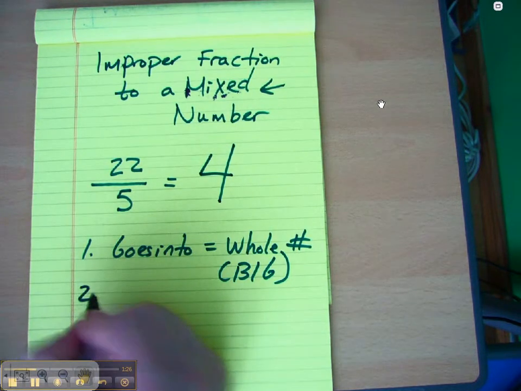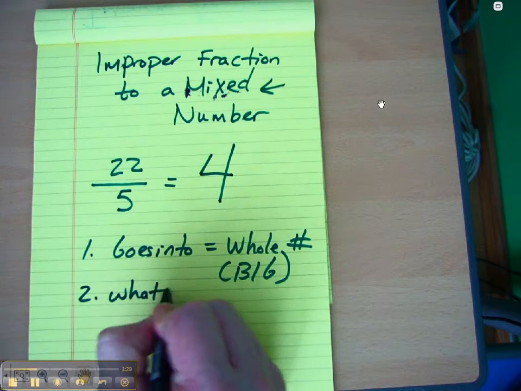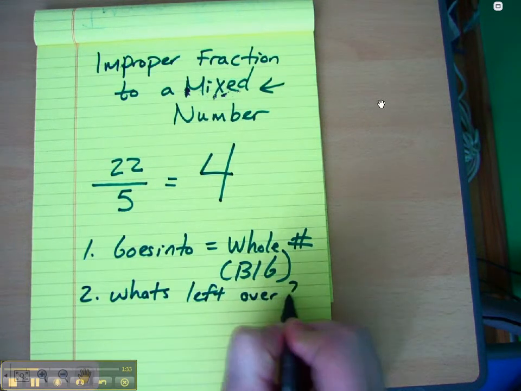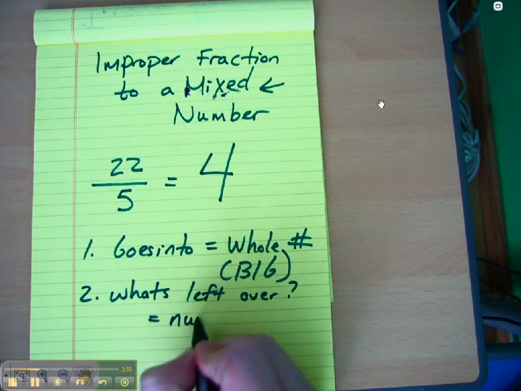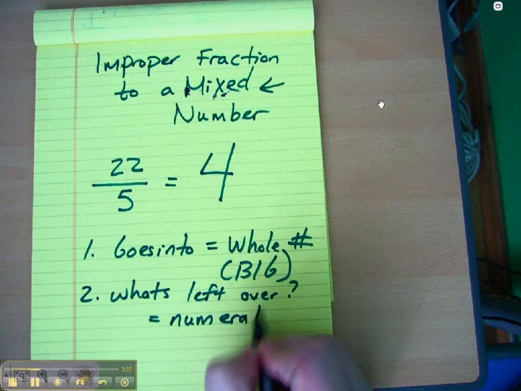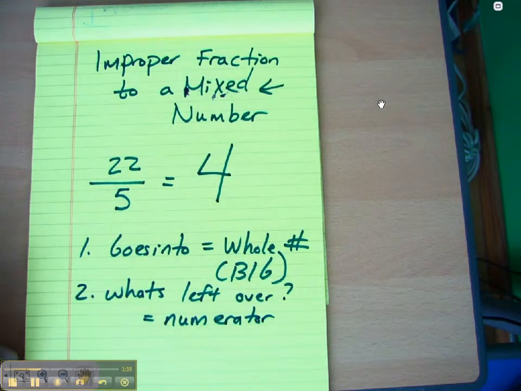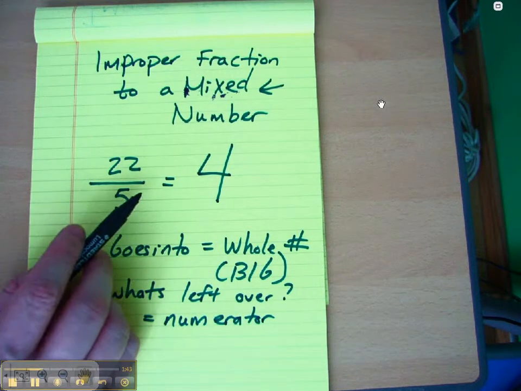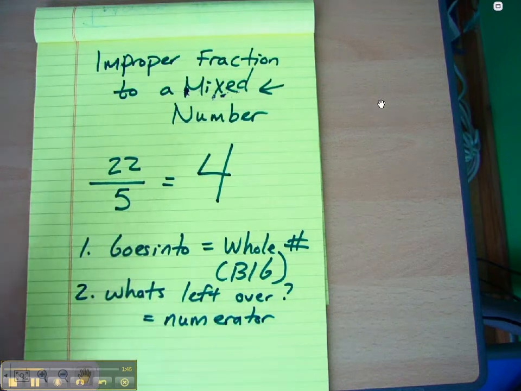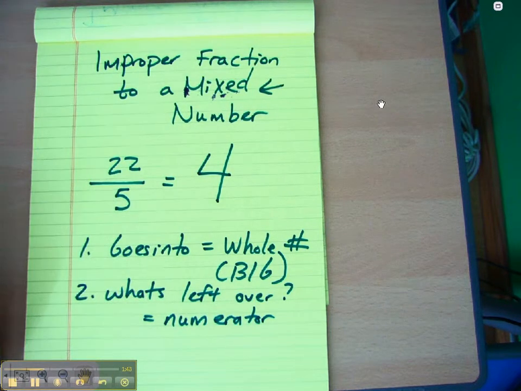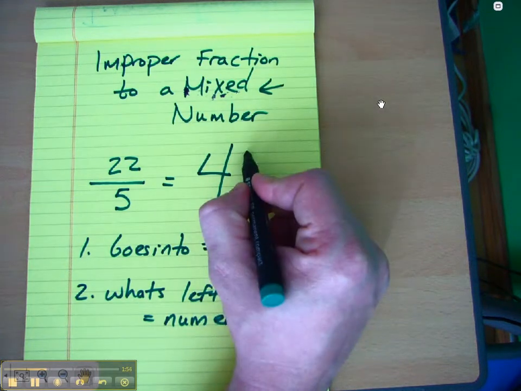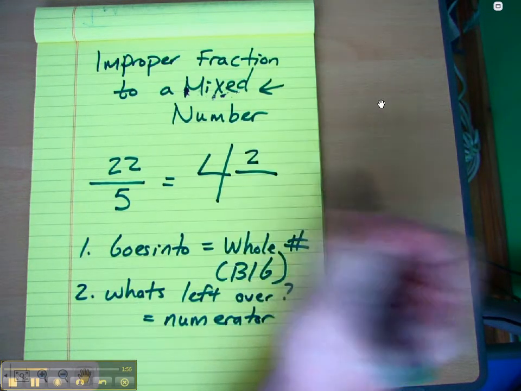Step number 2, what's left over? What's left over equals the numerator. All right. So we ask ourselves, when 5 goes into 22 4 times, 5 times 4 is 20, okay? Well, what's left over? How far is that from 22? Well, there's 2 left over. And what does that number become? It becomes the numerator in our proper fraction. So there you go. 2 becomes the numerator.